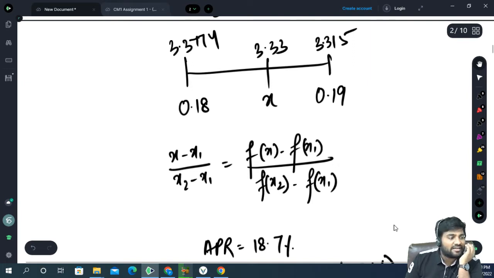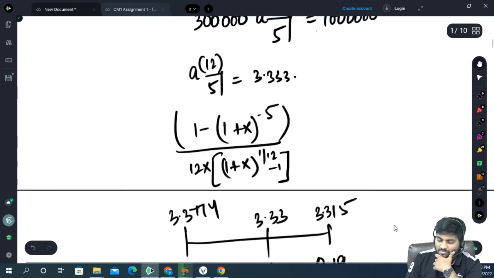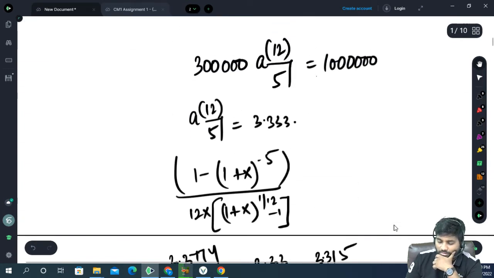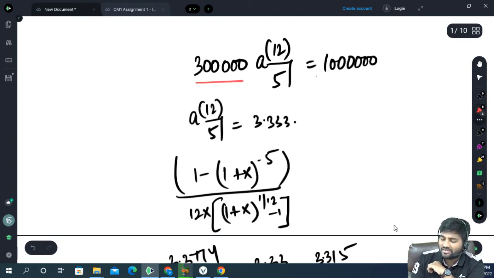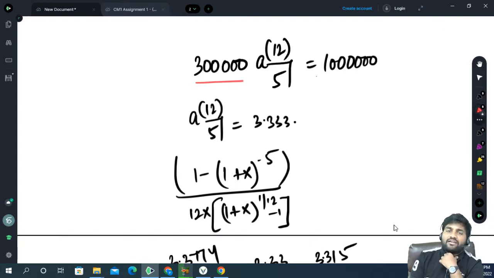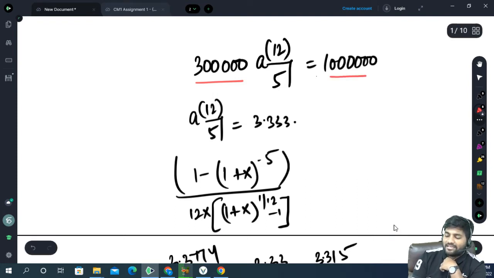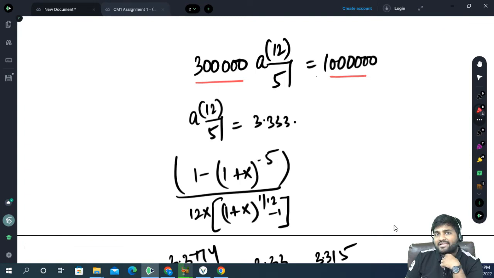We have just done linear interpolation. This part. We are paying 3 lakhs per annum for 5 years and now we are calculating the effective rate of interest on the loan. The loan amount is 10 lakhs but we are paying 3 lakhs for 5 years monthly in arrear.